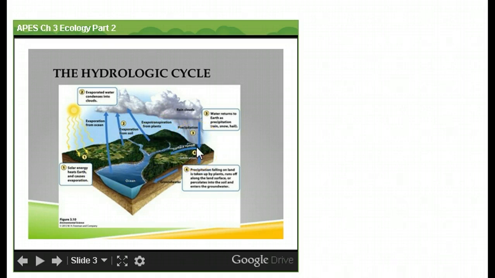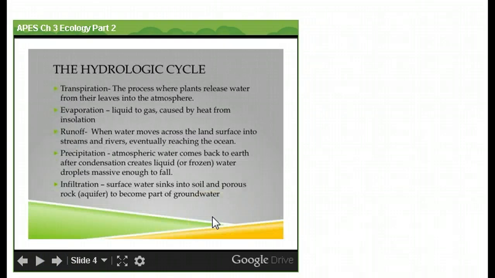So AP tests, you're going to need to know the cycle cold, know it completely, and then they're going to want to know what happens when people mess with the cycle. So every cycle that we talk about, try to think of ways that people mess with the cycle. That's called the anthropogenic change. Anthro meaning man. So here's the steps of the hydrologic cycle.